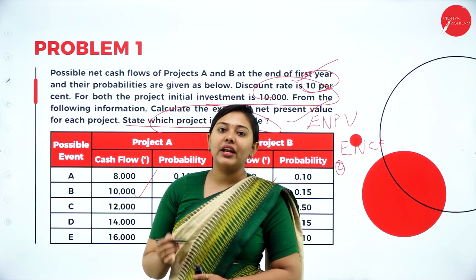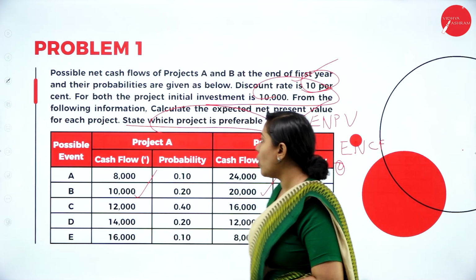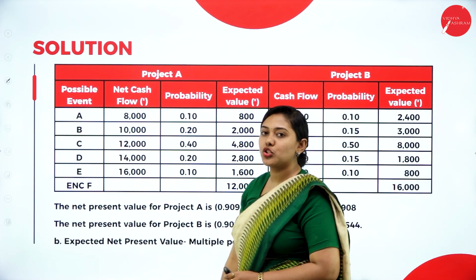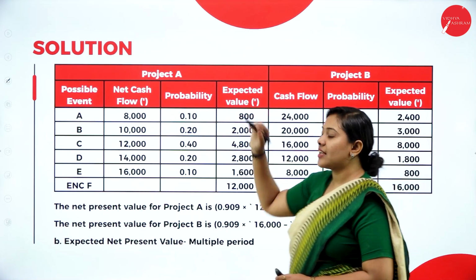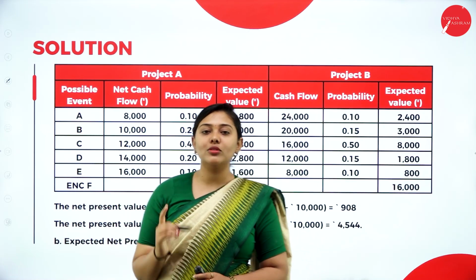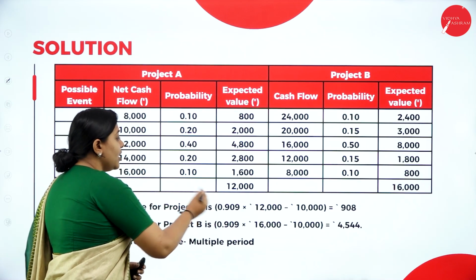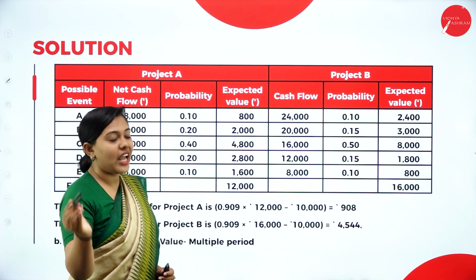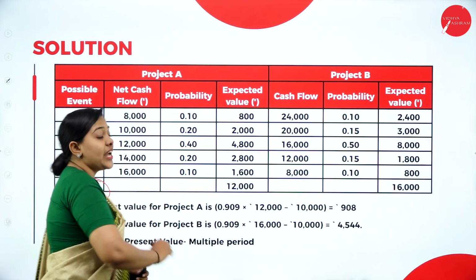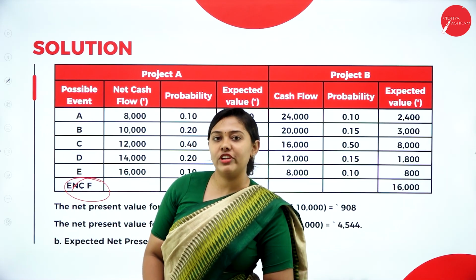So we need to calculate net present value. Moving forward, so this is your solution. Project A and project B, as I have told you, what is the first step to follow? The first step is to find the expected net cash flow. What we have to find out? Expected net cash flow we have to find out.